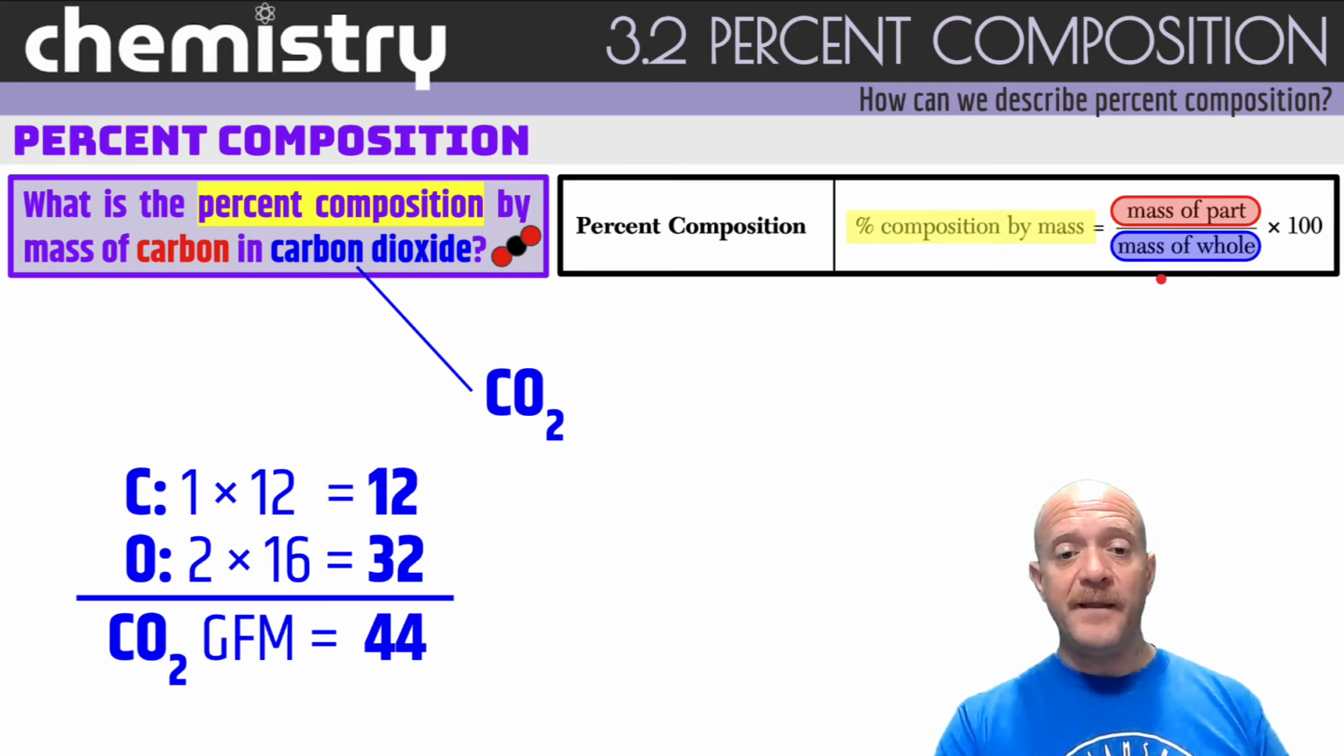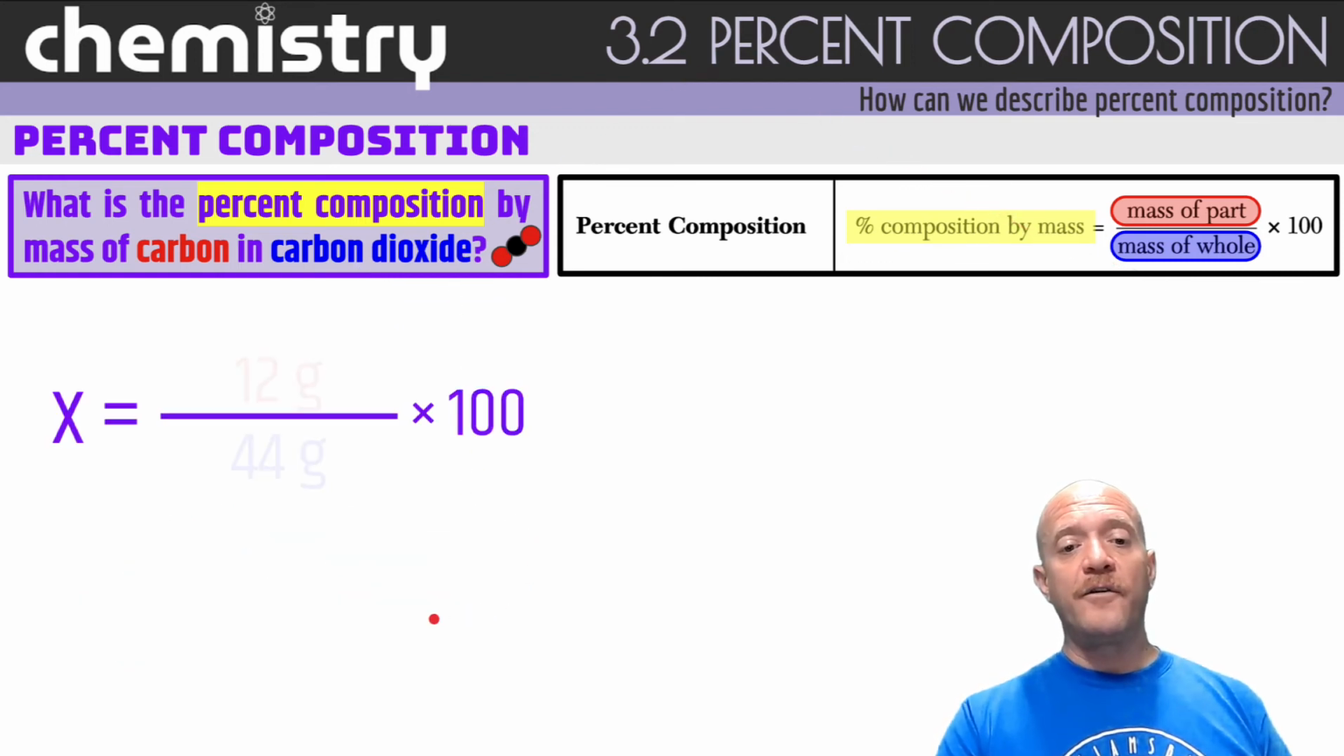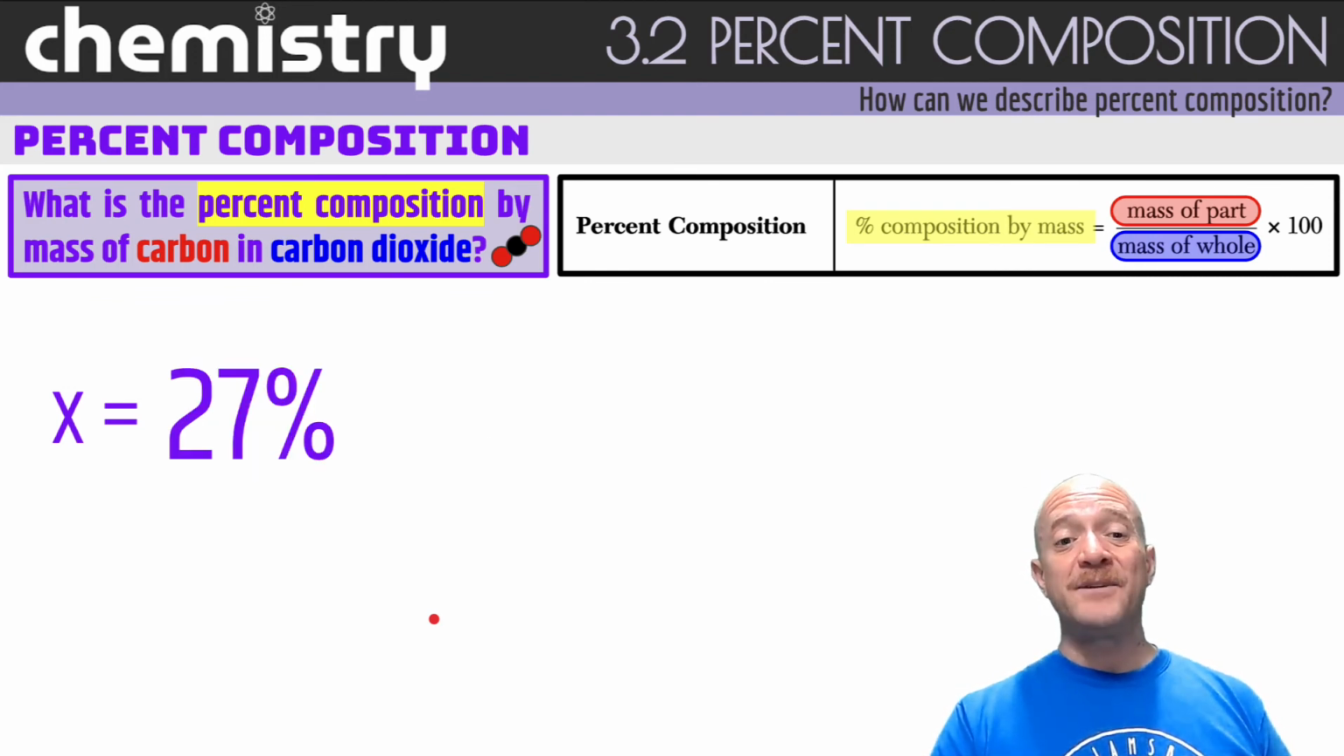Let's plug in these numbers. Carbon, again, we have 12 over 44. 12 grams over 44 grams multiplied by 100. We have 27%. So carbon dioxide, only 27% of its mass comes from carbon.